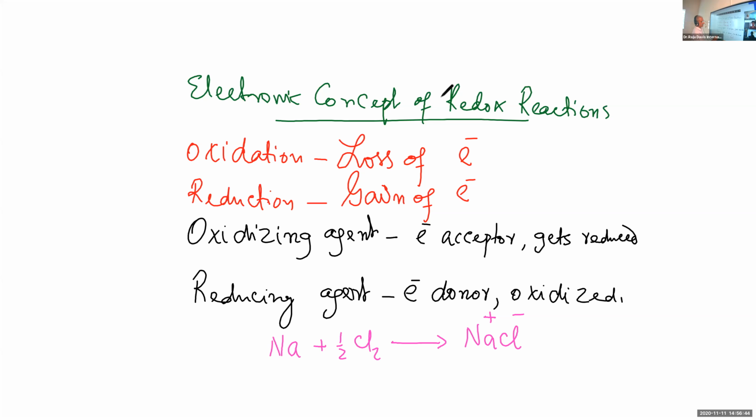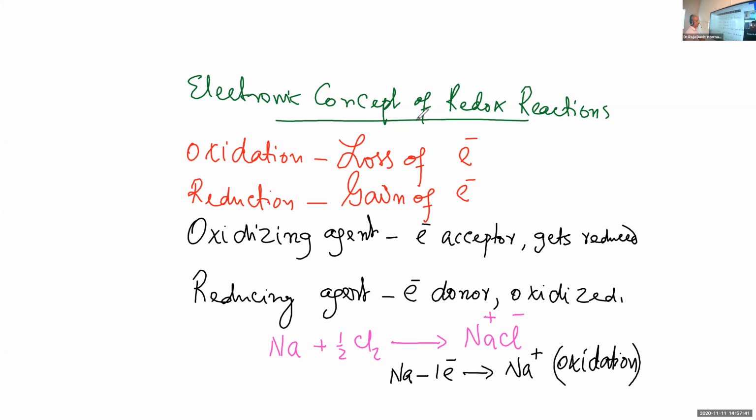See here, sodium is converted to Na+. And during that change, what happens? Sodium minus one electron. One electron is removed from sodium. Then we get Na+ ion. When one electron is removed from sodium atom, sodium becomes Na+ ion. So here there is the loss of electron from sodium. From Na, electron is lost. And therefore this change is oxidation. This is the oxidation half reaction.